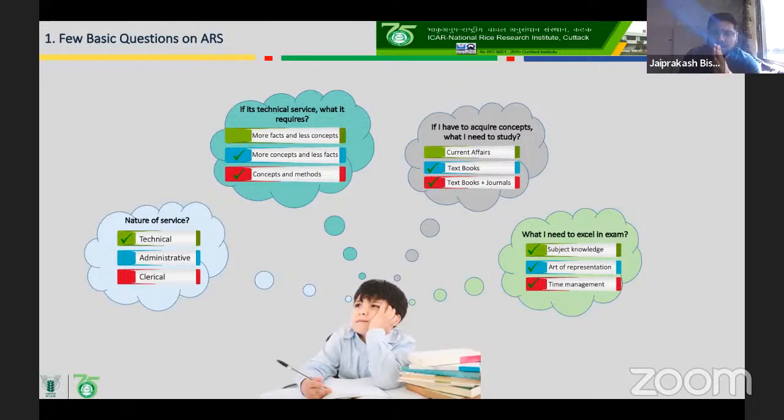If you want to excel in the examination, you should make a balance between knowledge, representation, and time management. These are the basic things about the ARS. It is technical services, and you should be very thorough about the theory part from the examination point of view. The theory part, the methodological part in particular, you should read from textbooks and journals, not current affairs, and you should balance subject knowledge, art of representation, and time management to get through the examination.